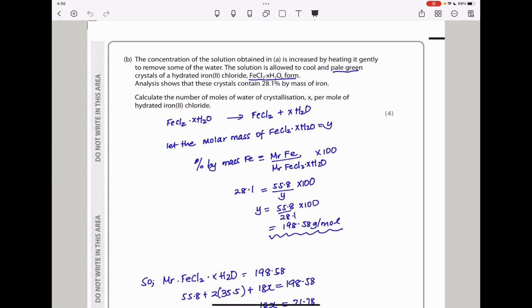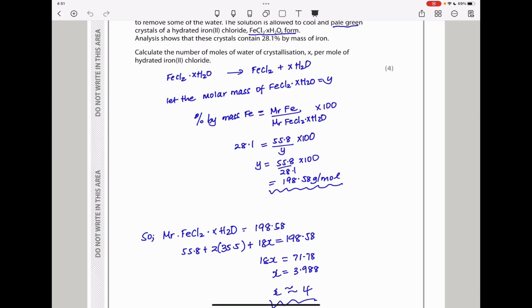So here, it's not required to write this, but it's just for me. I say let the molar mass of that be y. Remember, if you're finding percentage by mass of something, it should be the mass of that specific thing divided by the total mass times 100. So if this is the percentage by mass of iron, it should be 28% is equal to the mass of iron in this compound, 55.8, divided by the total, which should be the formula mass. We do not know that, times 100.